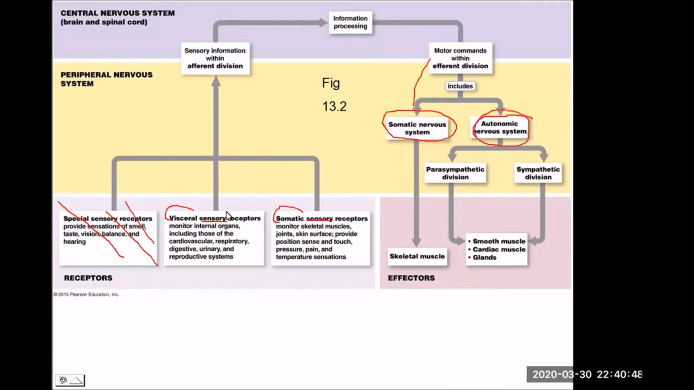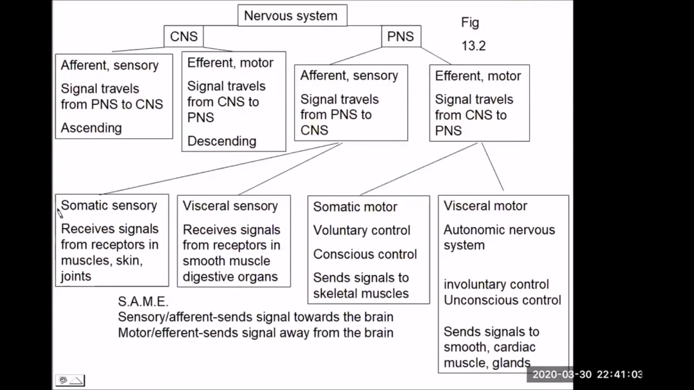So here we just want to point out there's a visceral sensory, somatic sensory, somatic motor, and autonomic is truly just another name for visceral motor. And you see those four labeled here. So let's describe each of these.